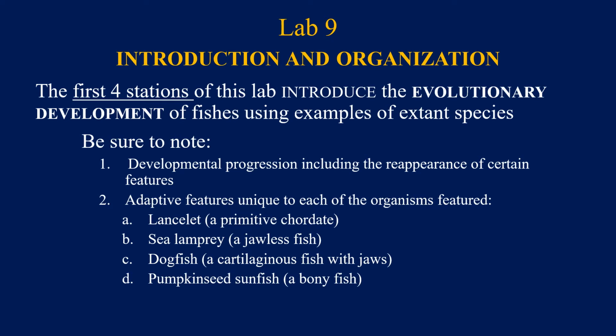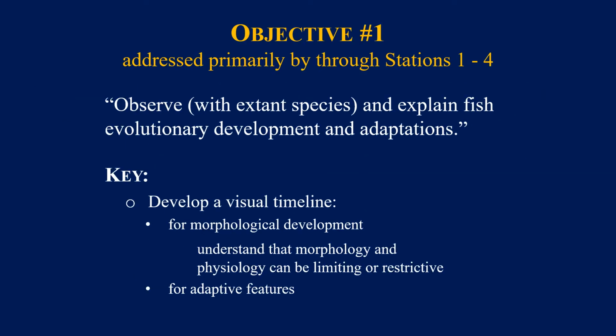As you go through the lab, make sure you pay attention to the developmental progression and all the unique features of each organism. In these first 4 exercises, you will also be looking at one of 3 main objectives for this lab. Your first objective is to observe and explain fish evolutionary development and adaptations. As you go through the first 4 exercises, you should develop a visual timeline for both morphological development and adaptive features.